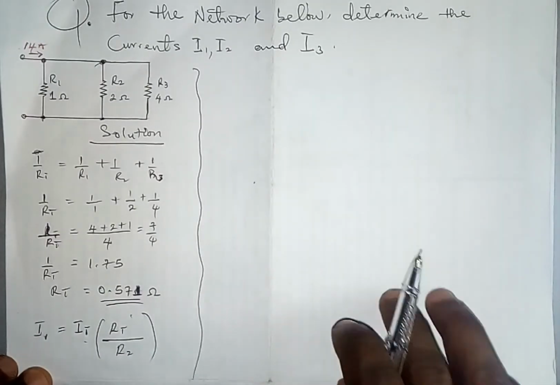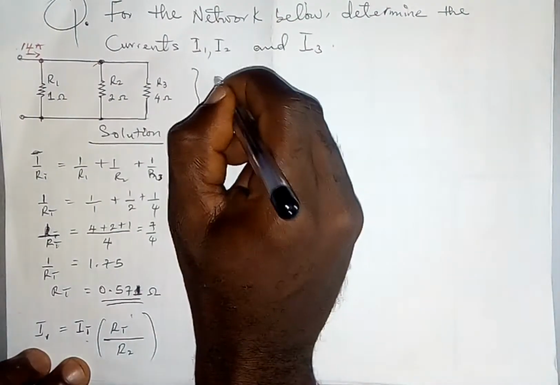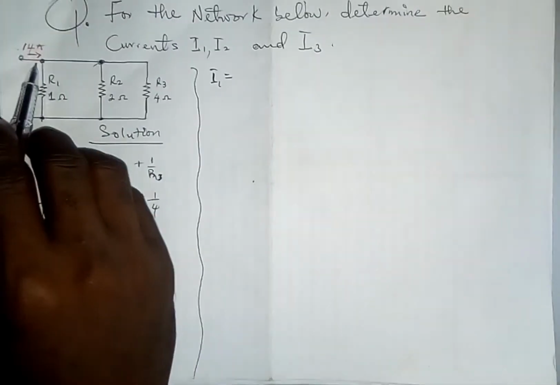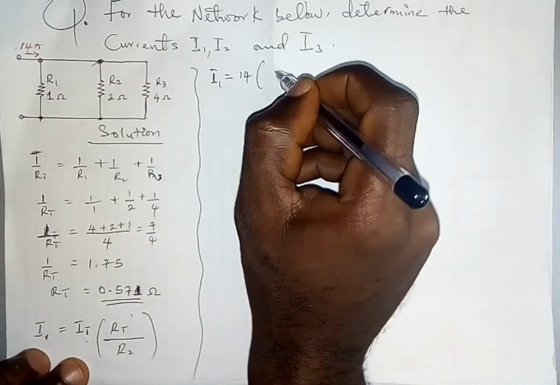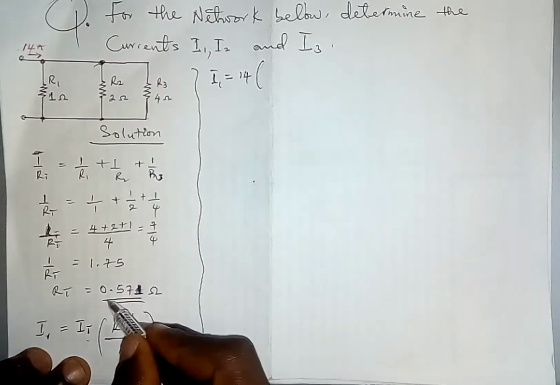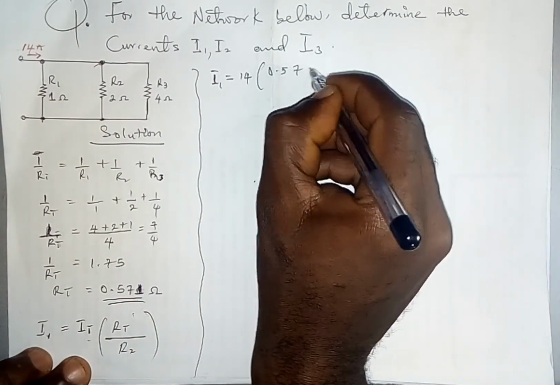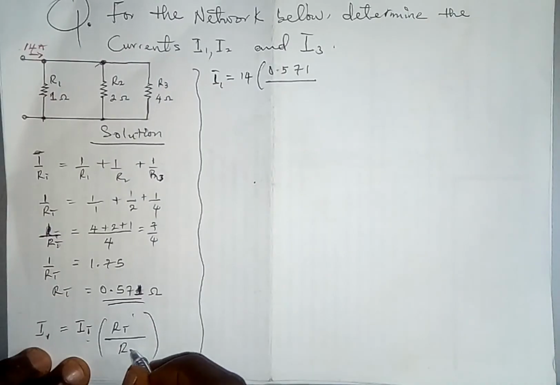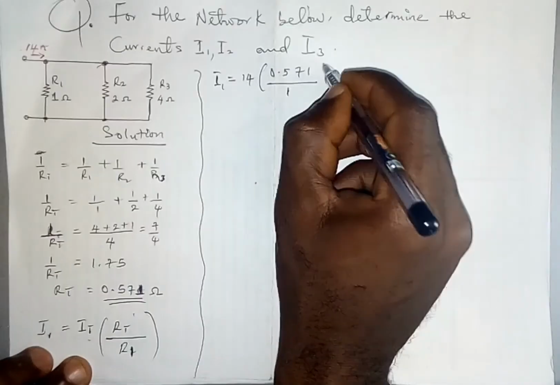So from there, we can take it further by substituting all our values into this equation. We're going to have I1 equals the total current that enters the circuit, which is 14 ampere, multiplied by the total resistance, 0.571, everything over R1, sorry, R1. That is what we are looking for. The value of R1 is 1.